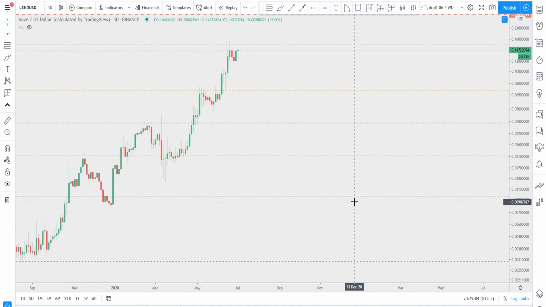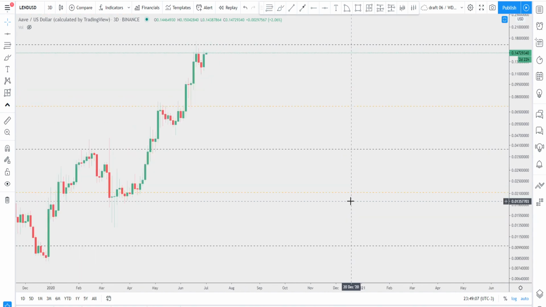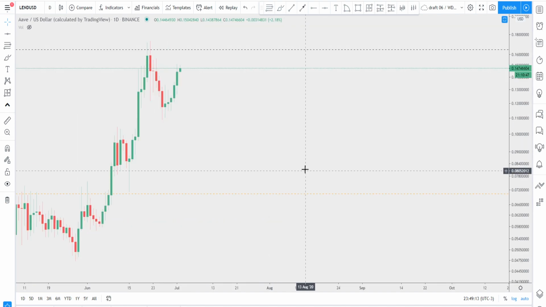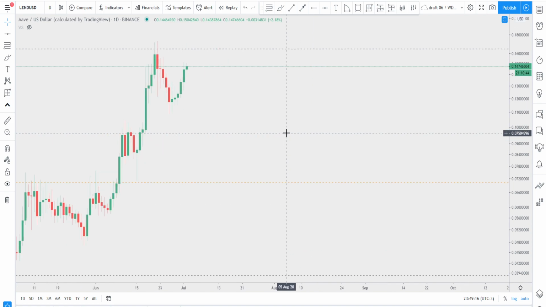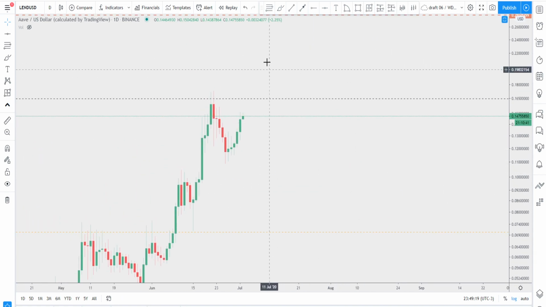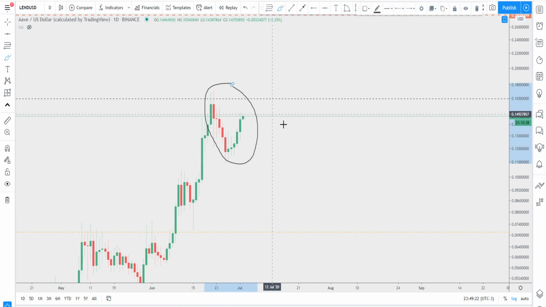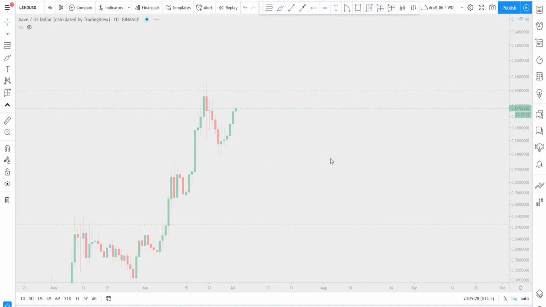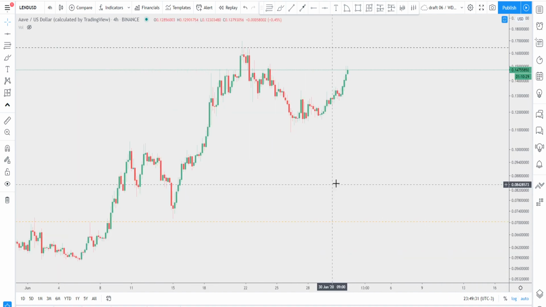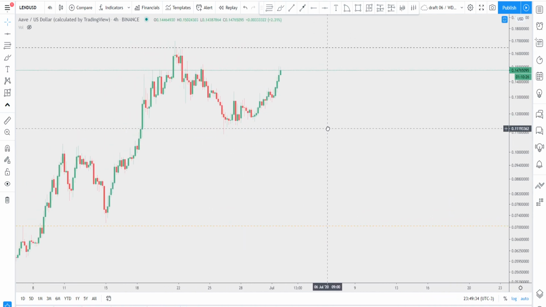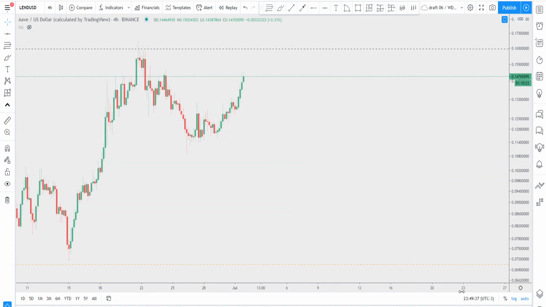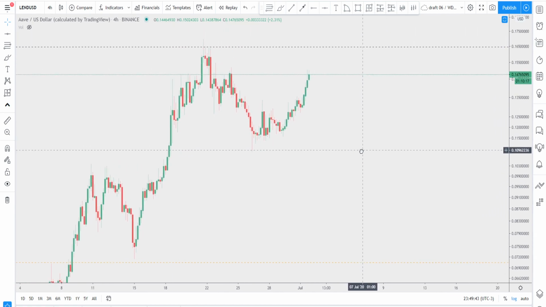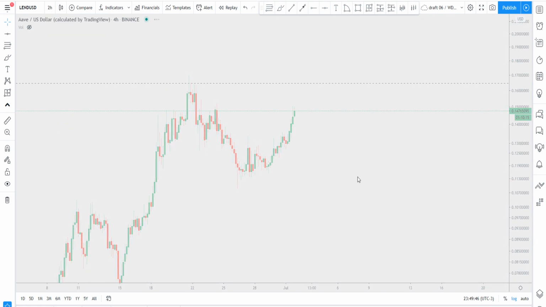Yes, so we don't have anything clear here. Let's go for the daily. So we have a 50% scenario developed here. Not clear yet, we still need more candles to have a better idea. Let's take a look at the 4 hours. Yeah, so not clear, nothing here as well. Okay, let's go for the 2 hours.